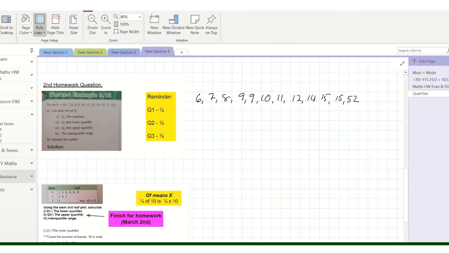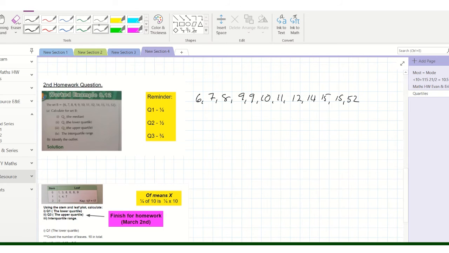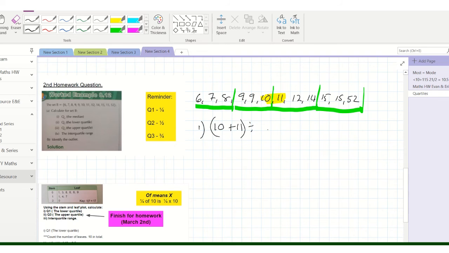Okay, so what are we asked for? The first thing we're asked for is to calculate the median. I'm going to divide up my quartiles. That's my first quartile, my second, my third, and my fourth. For the median, I need to get the mean of 10 and 11. That's 10 plus 11 divided by 2, so 21 divided by 2, which is 10.5. That's my first part.